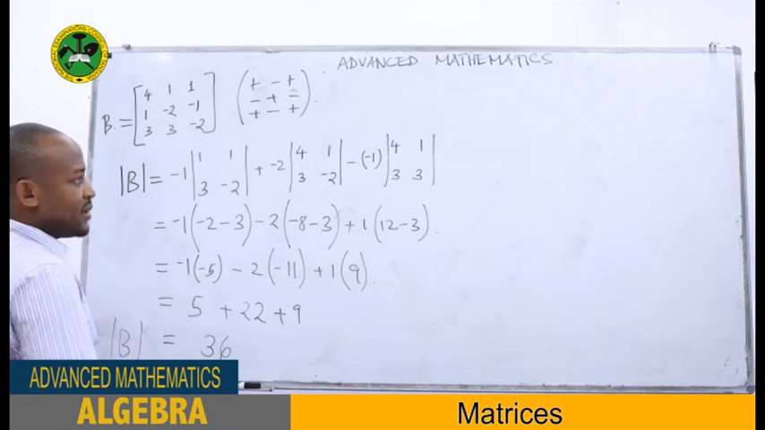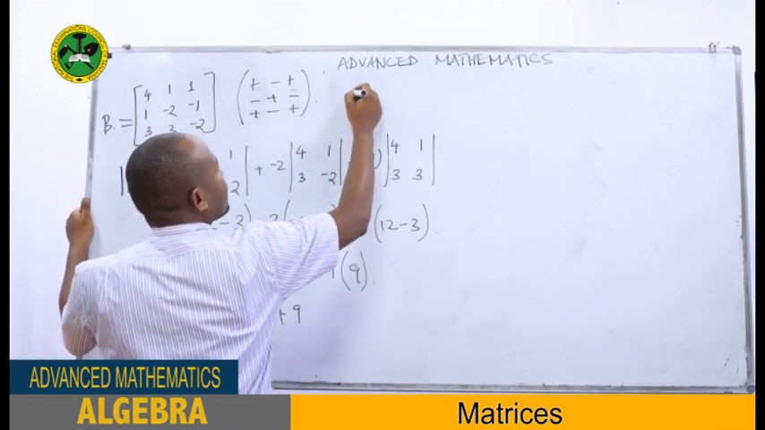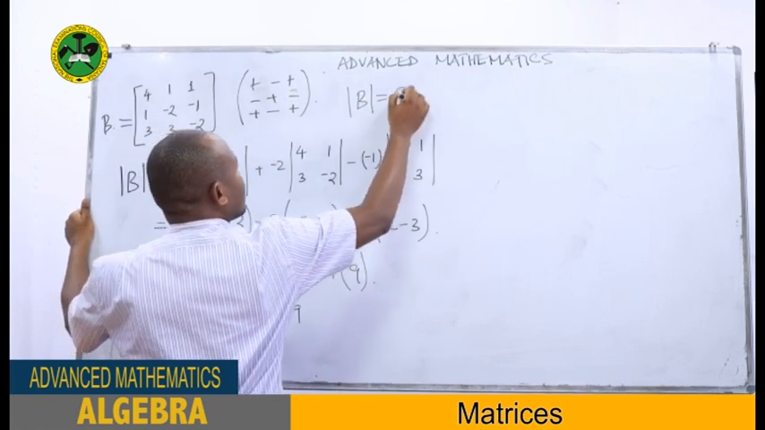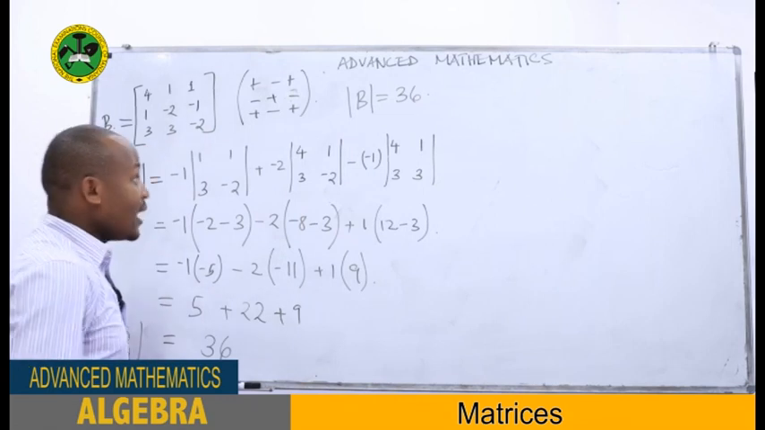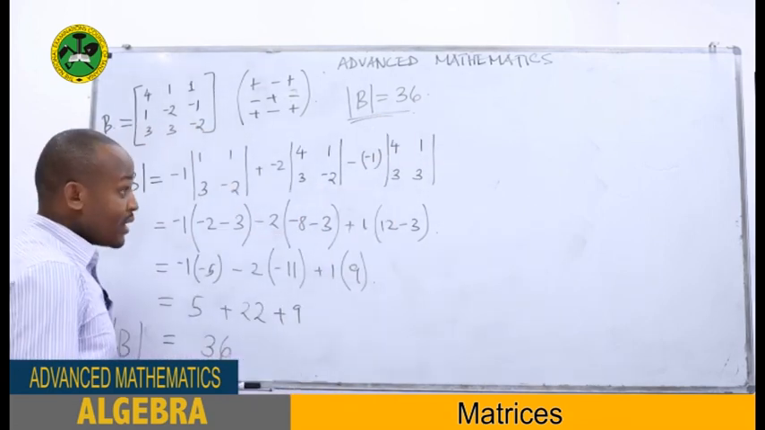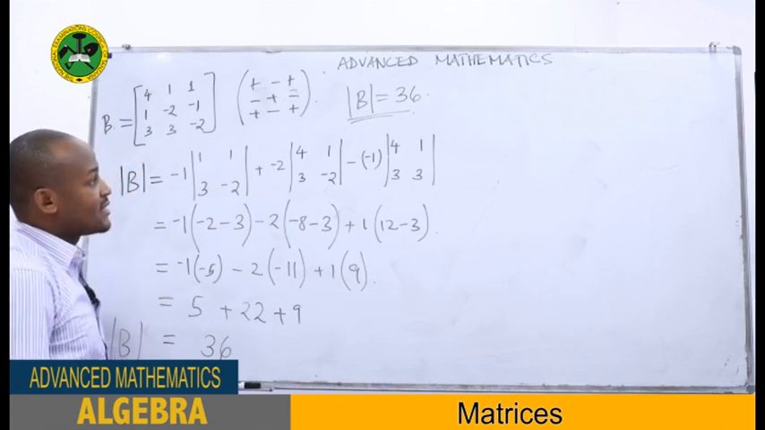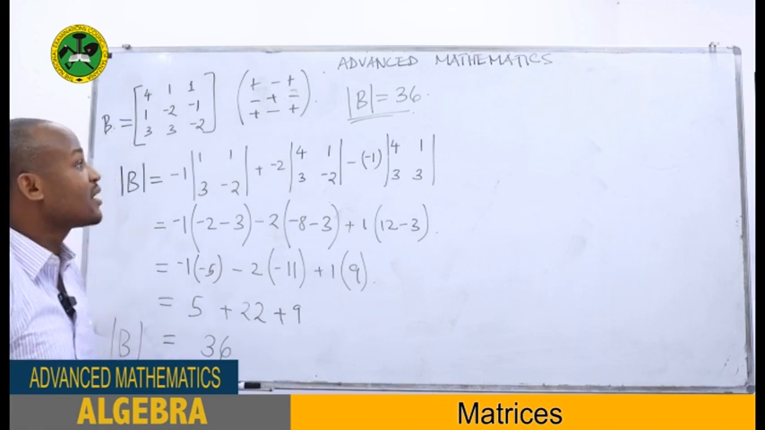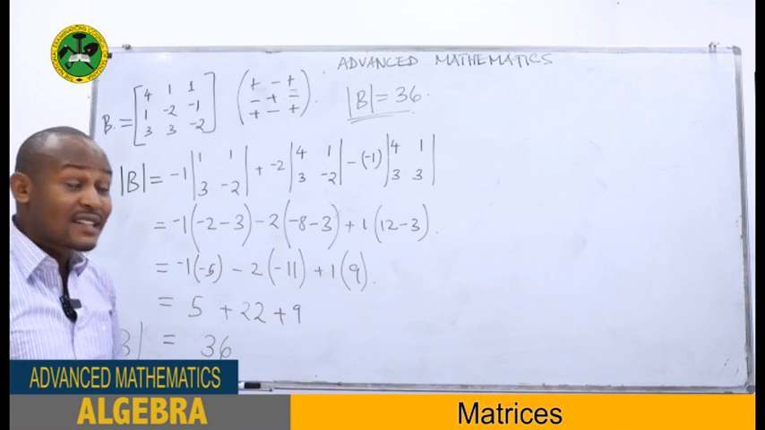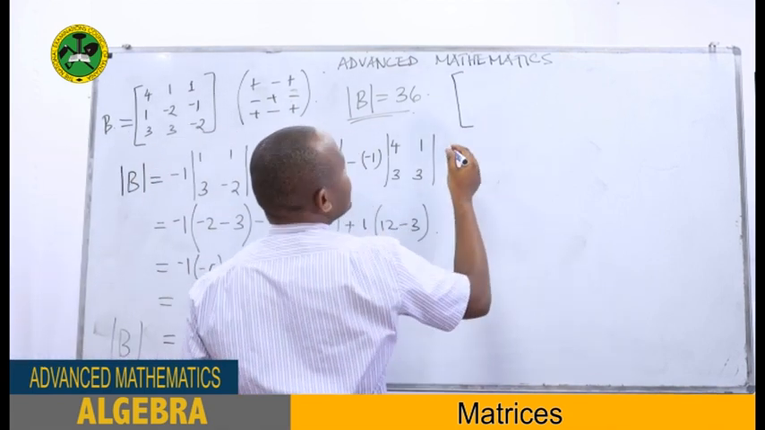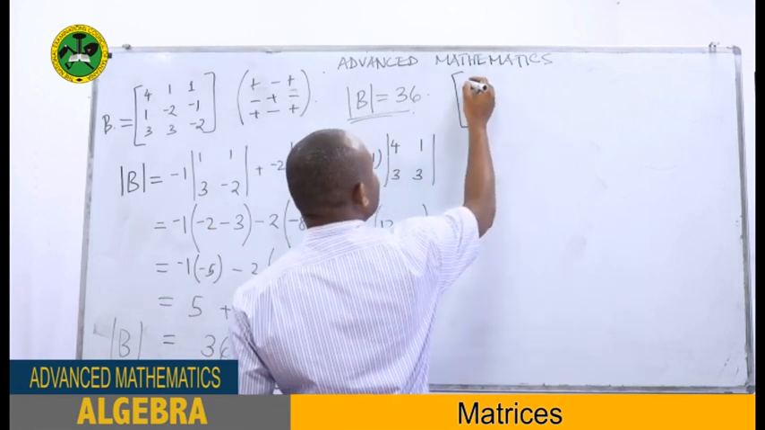Now remember this determinant. Let's put it there. Our board is a little bit small. Now we have the determinant that is 36. After having the determinant, the second step is to find the cofactor matrix, the matrix of cofactors. And I will denote the matrix of cofactors by this, so that I can know the positions of those cofactors.